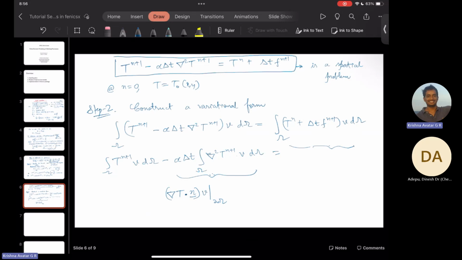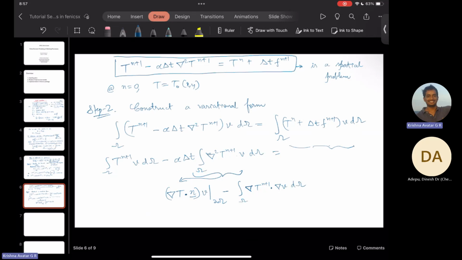So what I'm doing is I'm just looking at this term right now. Then minus, then we'll shift one. The order of this partial differential operator will reduce by 1. So it will be grad of T^{n+1} dot grad of V. This also follows from Green's theorem. So this will go as T omega.